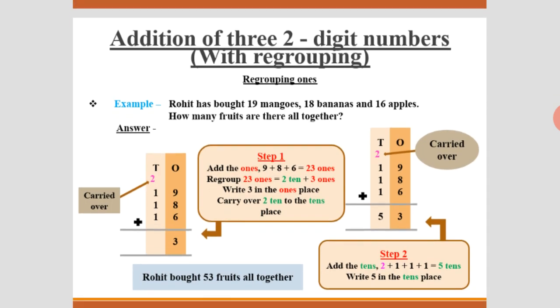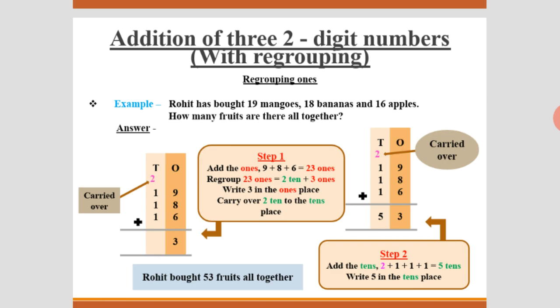Let's go for the next topic: addition of three two-digit numbers with regrouping. Now let's understand this topic with regrouping ones. Here is the example. The question is: Rohit has bought 19 mangoes, 18 bananas and 16 apples. Now how many fruits are there all together? To find this sum, arrange them one below the other as shown.